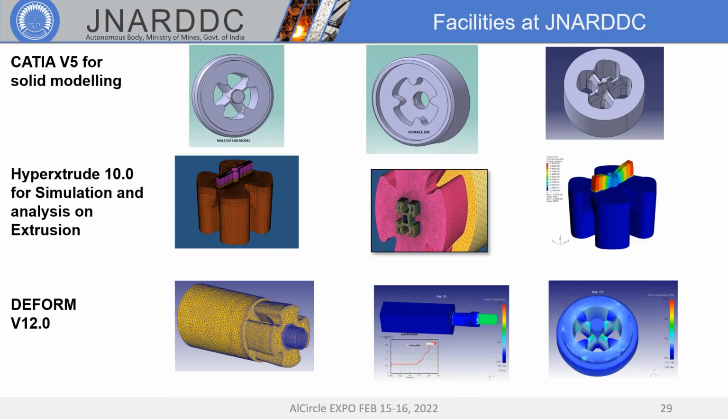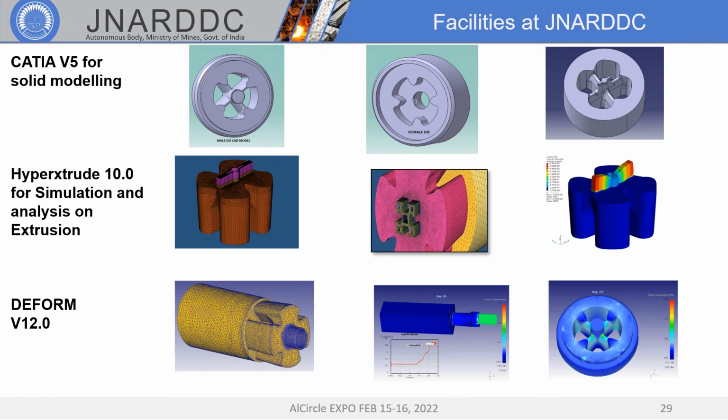The facilities available at JNARDDC have been put in this slide. We have CATIA software for solid modeling of the dies. This is the input software for giving the die geometries for the various simulation software such as HyperExtrude and Deform. We have two simulation softwares. One is HyperExtrude for simulation and analysis of extrusion, and Deform can also be used. Both have their own advantages and disadvantages, and they can be used as complementary tools for carrying out various kinds of analysis.